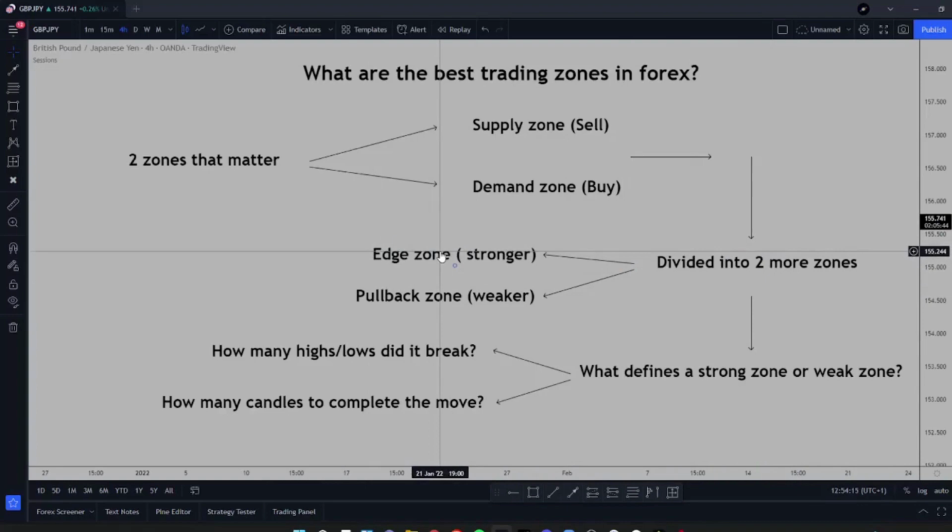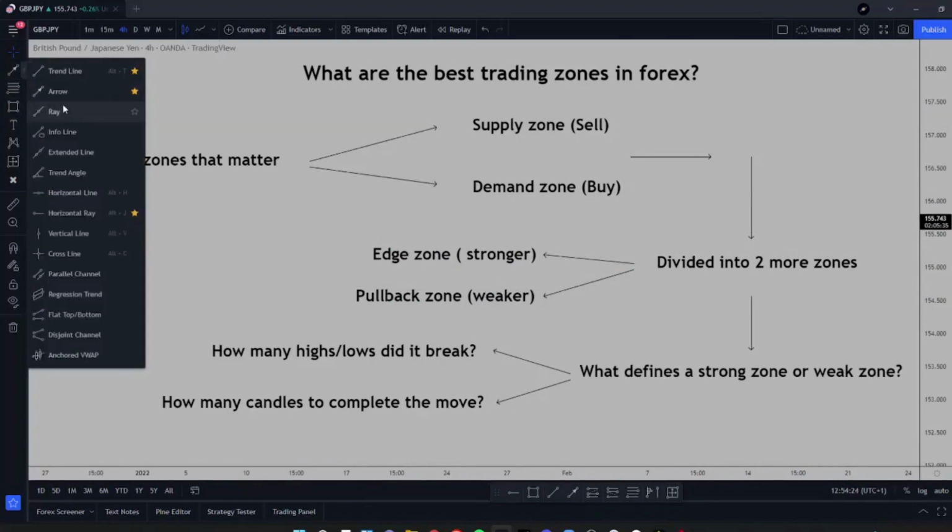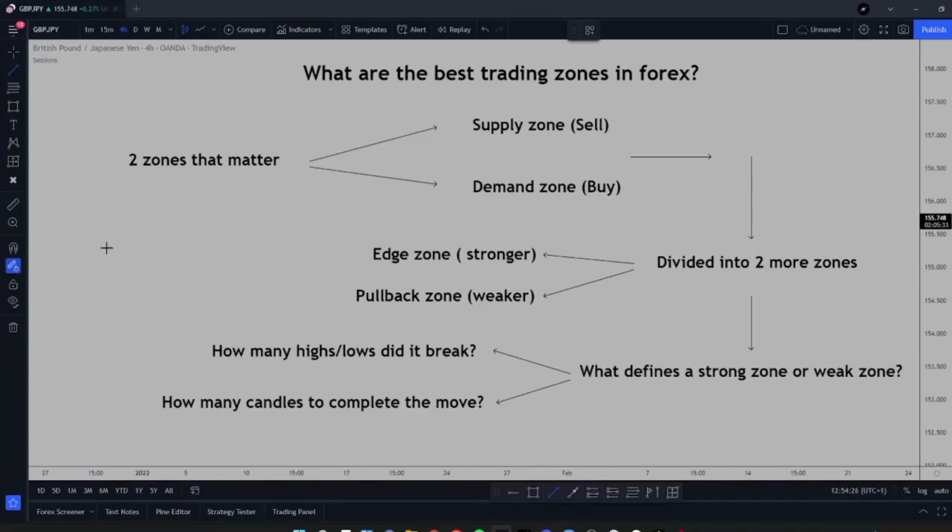We have an edge zone, which is a stronger one, and we have a pullback zone, which is a weaker one. If you want to see it more visually, let me just show you. I will draw it for you. So let's say we have a break of structure. Okay, break of structure, perfect. So this would be a valid zone.